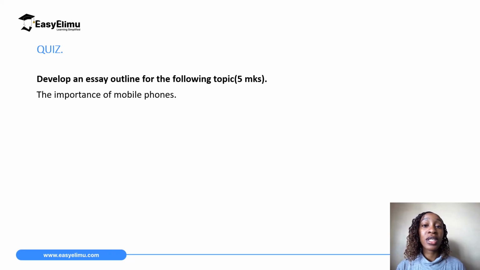What do you need to do? But before that, you can have a look at the quiz just for further practice. Develop an essay outline for the following topic: the importance of mobile phones. You can use the structure that you just used to develop an outline if you're given this topic to write about. What are some of the points that you're going to have or to consider? What will your outline look like?